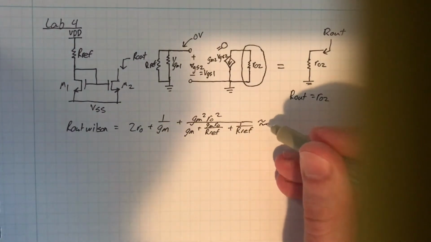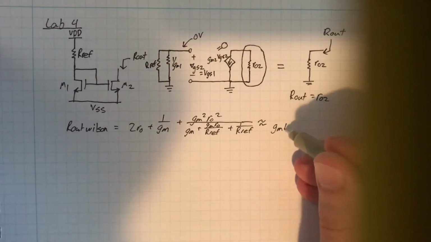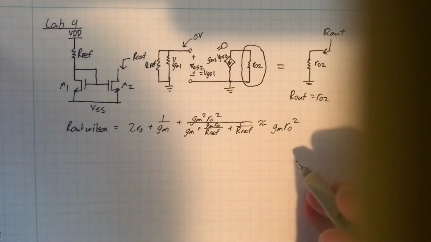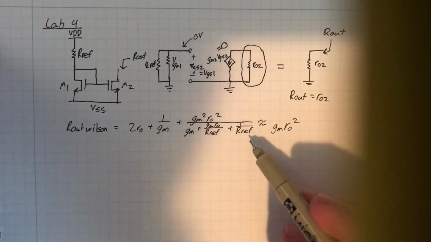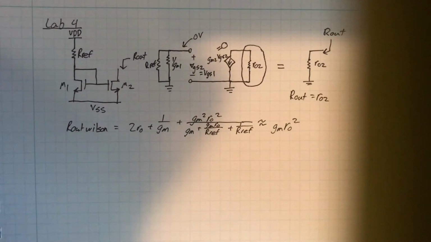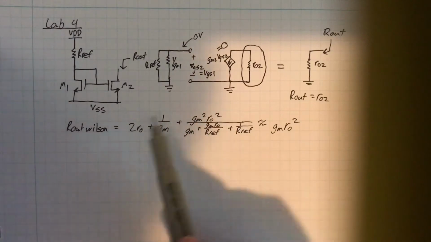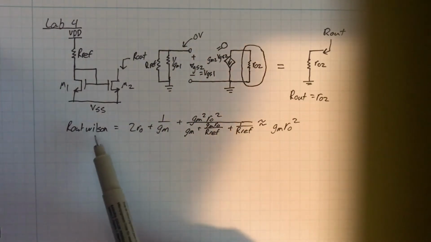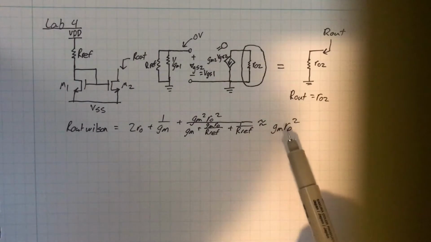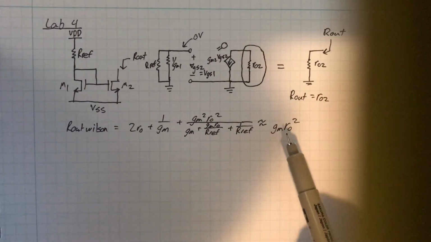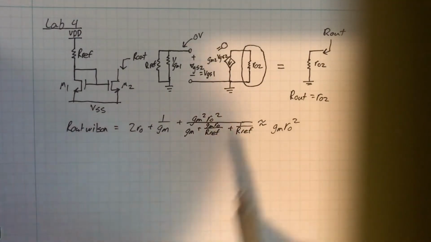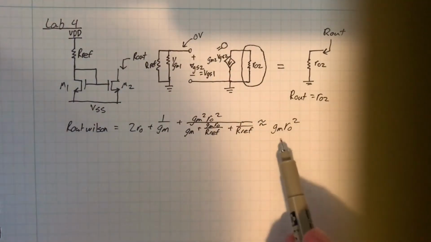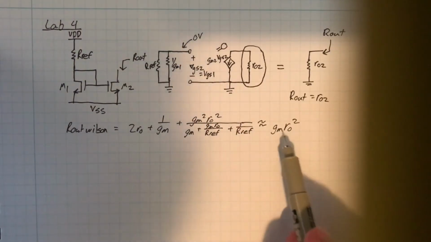Now the lab says this is approximately equal to GM RO squared, which is what you learn in class, but that assumes that RF is very large. In the event that it's not very large, like it will be in our lab, then you have to use this bigger equation in order to estimate what the output resistance is, because GM RO squared will overestimate what the output resistance will be. So that's an important note. This will give you possibly 10x larger than what you'll actually get.